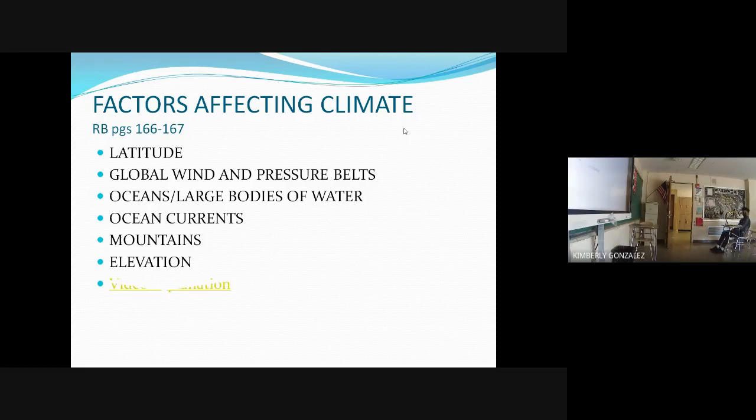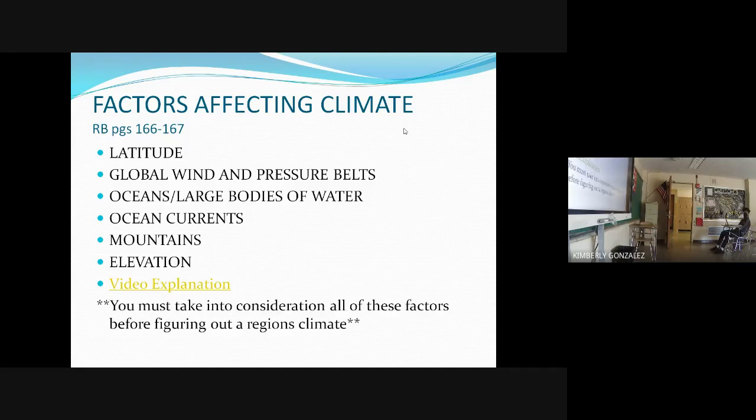All right? In a second, I'm going to show you a video explanation, and then we're going to write down some notes. The video explanation is there because this is a very visual thing to see, okay? Now, in order to figure out climate, you have to take into consideration all of these factors together. You can't just look at the latitude. You have to look at latitude in comparison with the ocean currents, the elevation, the global wind, the oceans in general, and the mountains. Okay? So it's all 6 of these together.